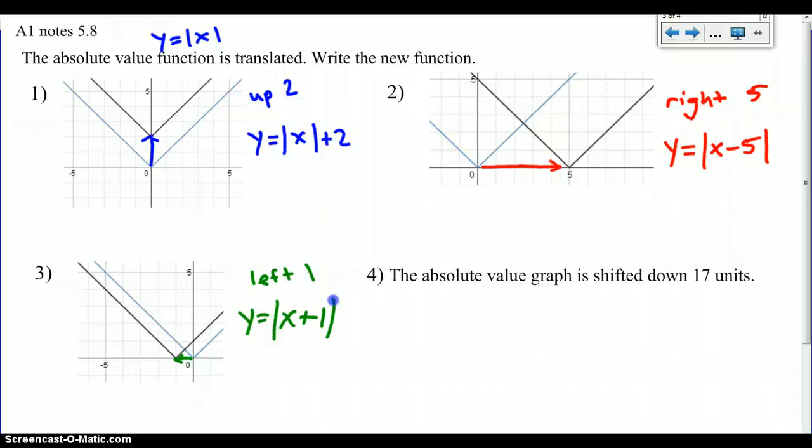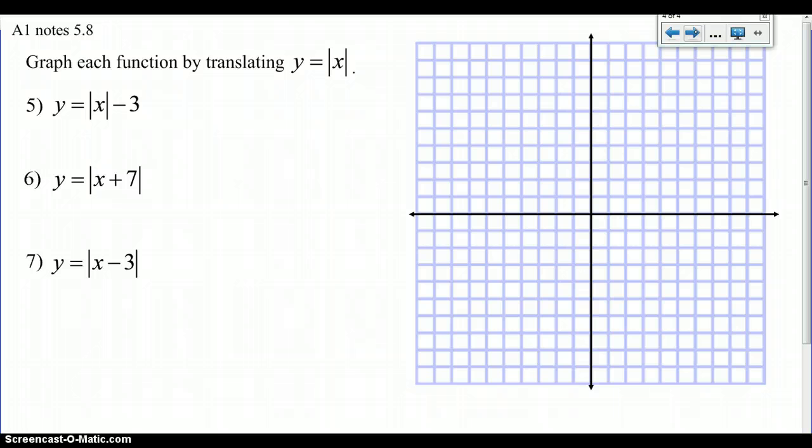Okay, and then the last one here, it says it's shifted down 17. So again, that's a vertical movement, and the function then is changed outside the absolute value. It's minus 17 out here. So y equals the absolute value of x minus 17. Again, the key is horizontal shifts are inside the absolute value bars. Vertical are outside. All right, let's work the opposite direction.